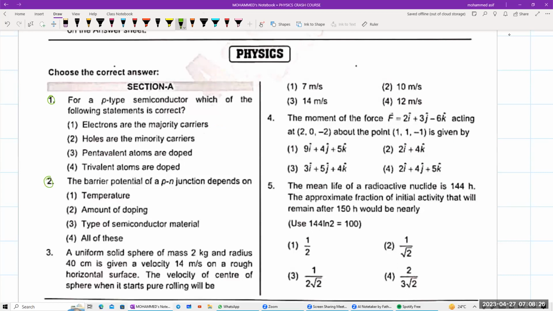Question number 3, a uniform solid sphere of mass 2 kg and radius 40 centimeter is given velocity 14 meter per second on a rough horizontal surface. The velocity of the center of the sphere, this is rotational mechanics, we'll do it later. The moment of force F equal to 2i plus 3j minus 6k is acting at 2, 0, -2. This is moment of inertia, also later. The mean life of a radioactive, this we will do.